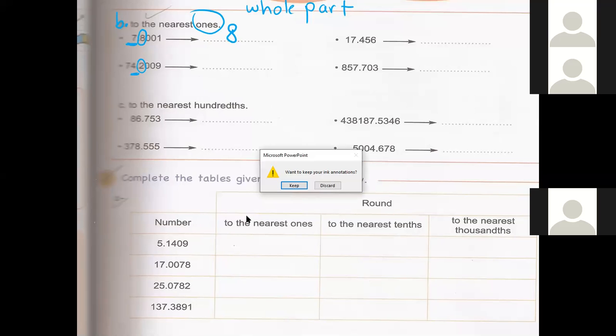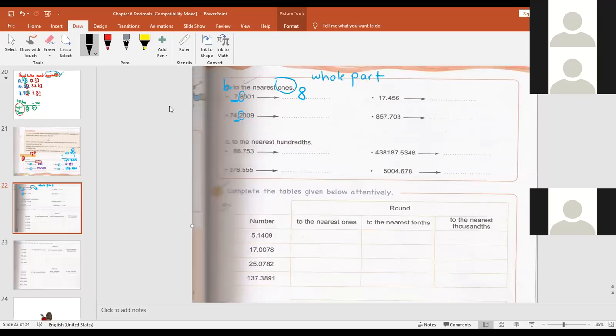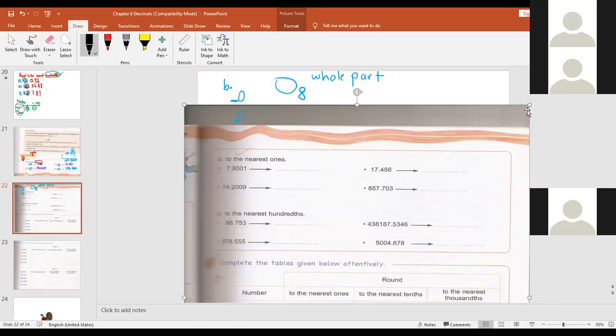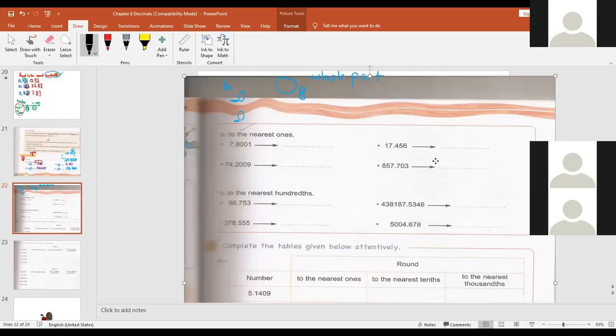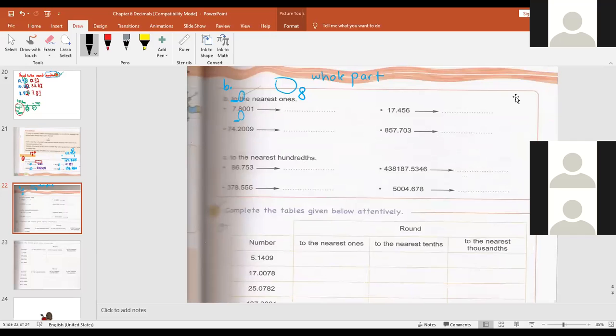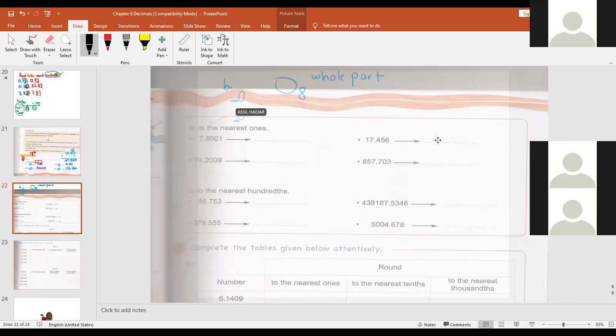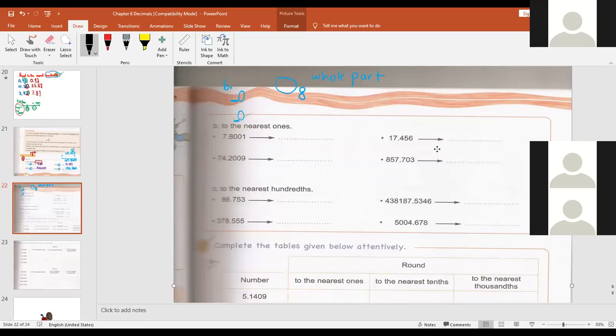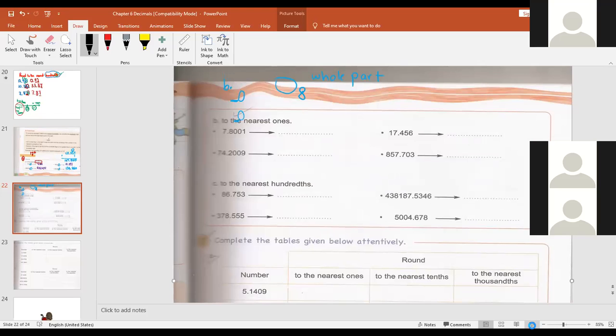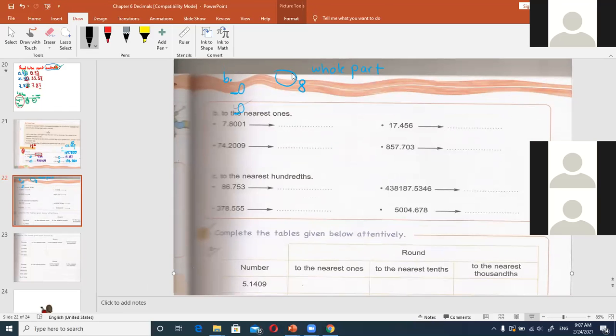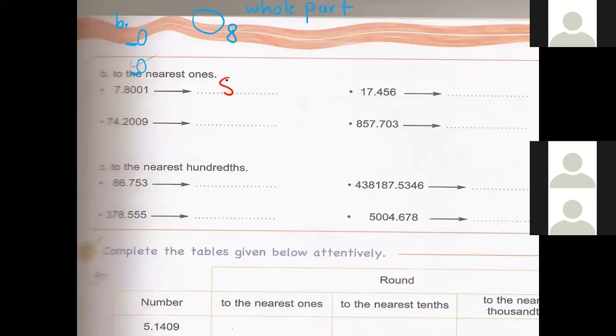Wait a minute. Less. 2 is less than 5, so it stays the same. So the answer is 74. Bravo Lien, thank you.